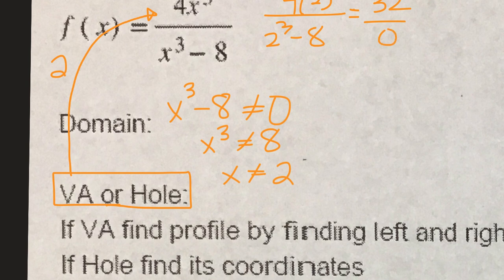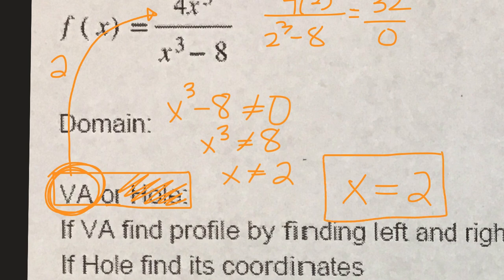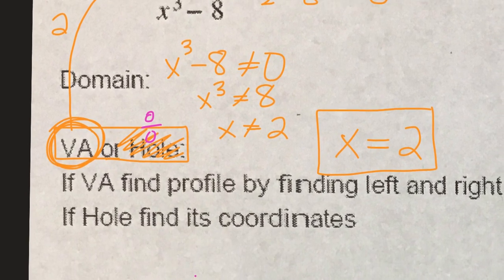So when we have 32 divided by 0, that tells us that we have a vertical asymptote at this x value. So we have a vertical asymptote at x equals 2. Now, if we came out to have a 0 over 0 as our answer when we plugged it in, that would tell us that we would have a hole. But because we have a number 32 over 0, that is our clue that we have a vertical asymptote there. If we were going to take the limit of this function as x goes to 2, the answer would be does not exist. The limit does not exist when we have a vertical asymptote.